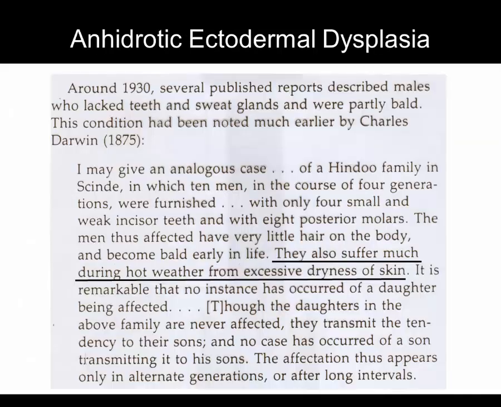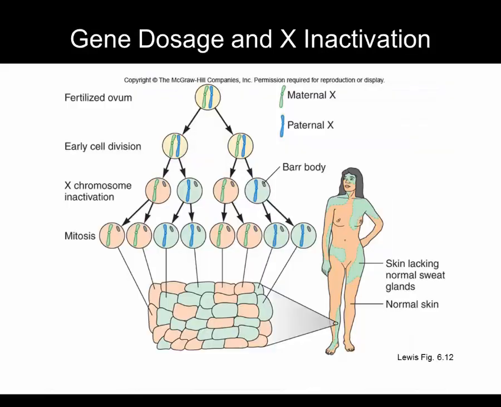The same phenomenon can be seen in the human condition, anhydrotic ectodermal dysplasia. This is a sex-linked recessive condition leading to several phenotypes, including a lack of sweat glands. Heterozygous women are mostly unaffected, but if you examine their skin closely, you'll find there are actually patches of normal skin where the disease allele is inactivated, and patches of skin lacking sweat glands where the normal allele is inactivated and only the disease allele is active.